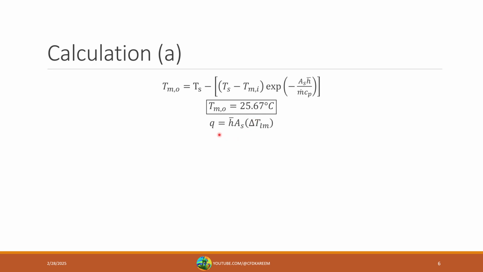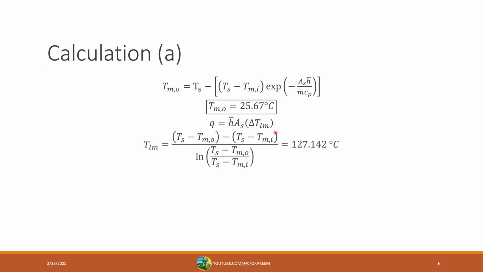Then to calculate our heat flux, we take this equation, which is Q, H bar being our average heat transfer coefficient that we calculated, A_S being, again, the surface area on the inside of the pipe. And we're going to use this new term, which is delta T_LM, which is the log mean temperature of our pipe. And we can calculate delta T_LM as this equation. So again, the difference between the surface and the outlet, the difference between the surface and the inlet, over the natural log of those two differences.